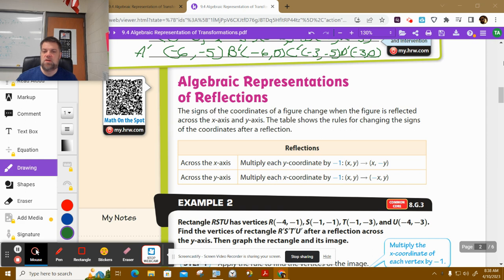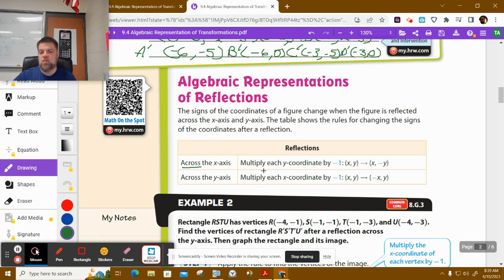So now we can do reflections too. So let's read this real quick. It says the signs of the coordinates of the figure when reflected across the x and y axis, right? So I read the words wrong, but basically we're going to figure out how, when we do a reflection, we reflect over a line of reflection, not symmetry, a line of reflection, and then we change some things.